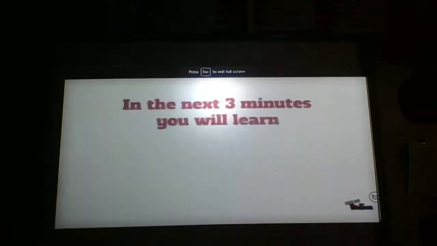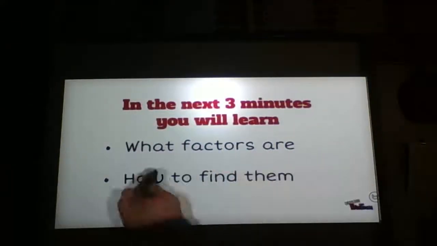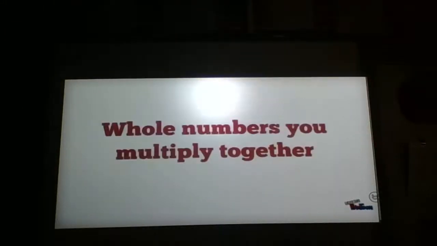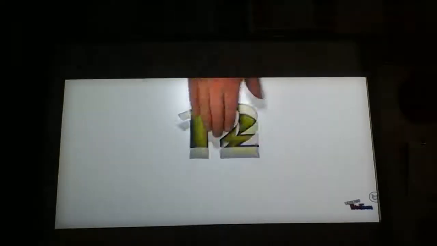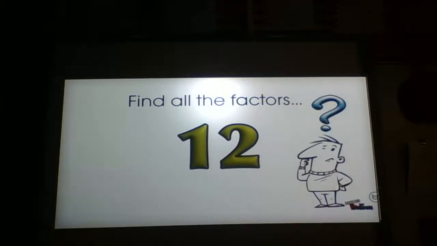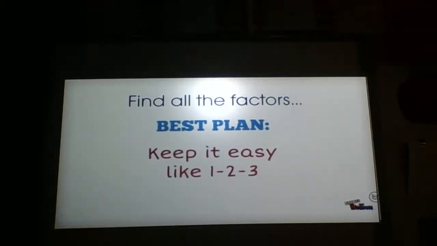Yes, take a look. In this short tutorial, you will find out what factors are and how to find factors using multiplication. Pay close attention, you're going to need this. Factors are whole numbers that you multiply together to get another number. So in this example, 2 times 5 is 10. The factors are 2 and 5. You will often be given a number and told to list all its factors. Well, you could just think of any numbers that multiply together to give 12 in this example, but a better plan is to use the same simple way every time.